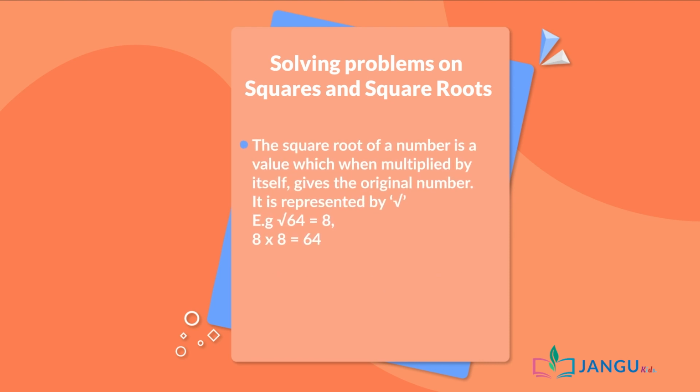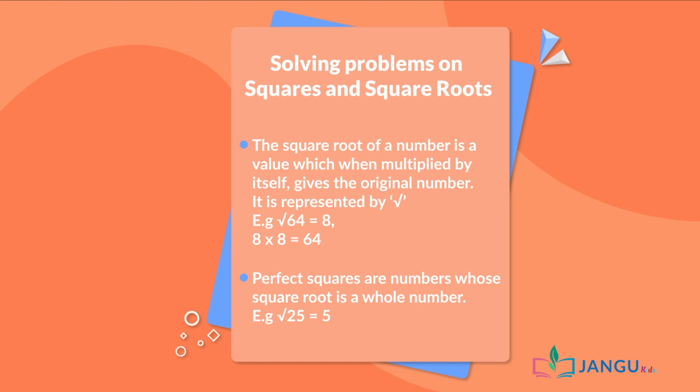Now, the square root of a number is a value which, when multiplied by itself, gives the original number. For example, square root of 64 equals 8. 8 multiplied by 8 equals 64.